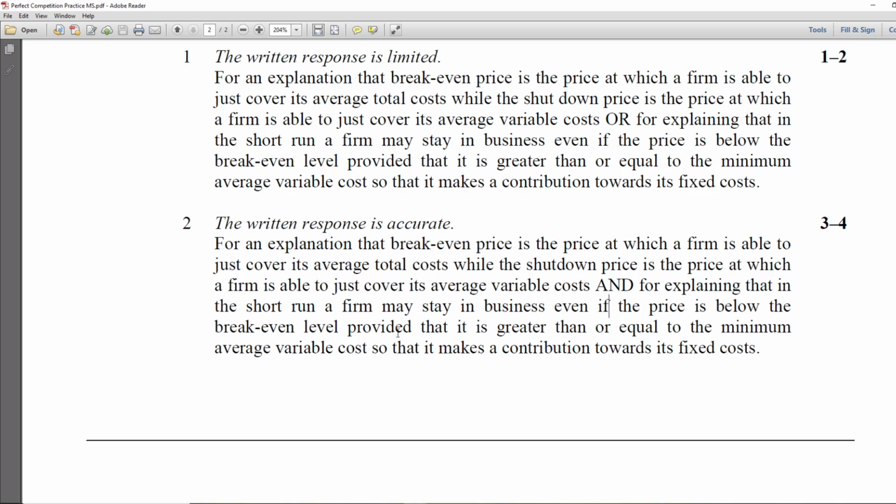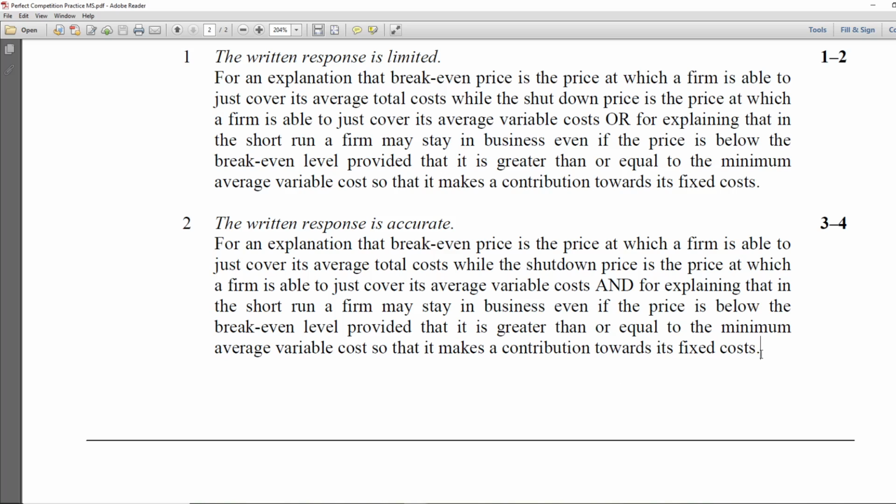Provided that the price is greater than or equal to the minimum average variable cost, which is your shutdown price. If it is equal to the shutdown price, or if it's higher than the shutdown price, then you should keep producing, because if you are not producing, your costs will be higher. Because in the short run, you still have to pay for your fixed cost, no matter what. So this is how you should explain your answer, just like what we just learned in this chapter.